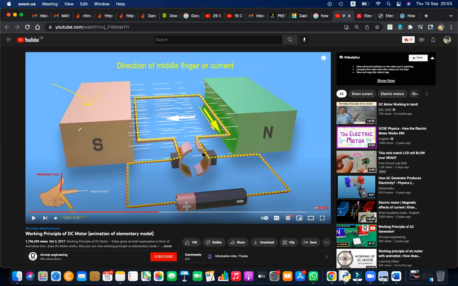These poles are fixed, right? It is fixed. So the magnetic field will be this. So when current goes this direction, this moves upward first. Then when the current goes this direction, it moves downwards.